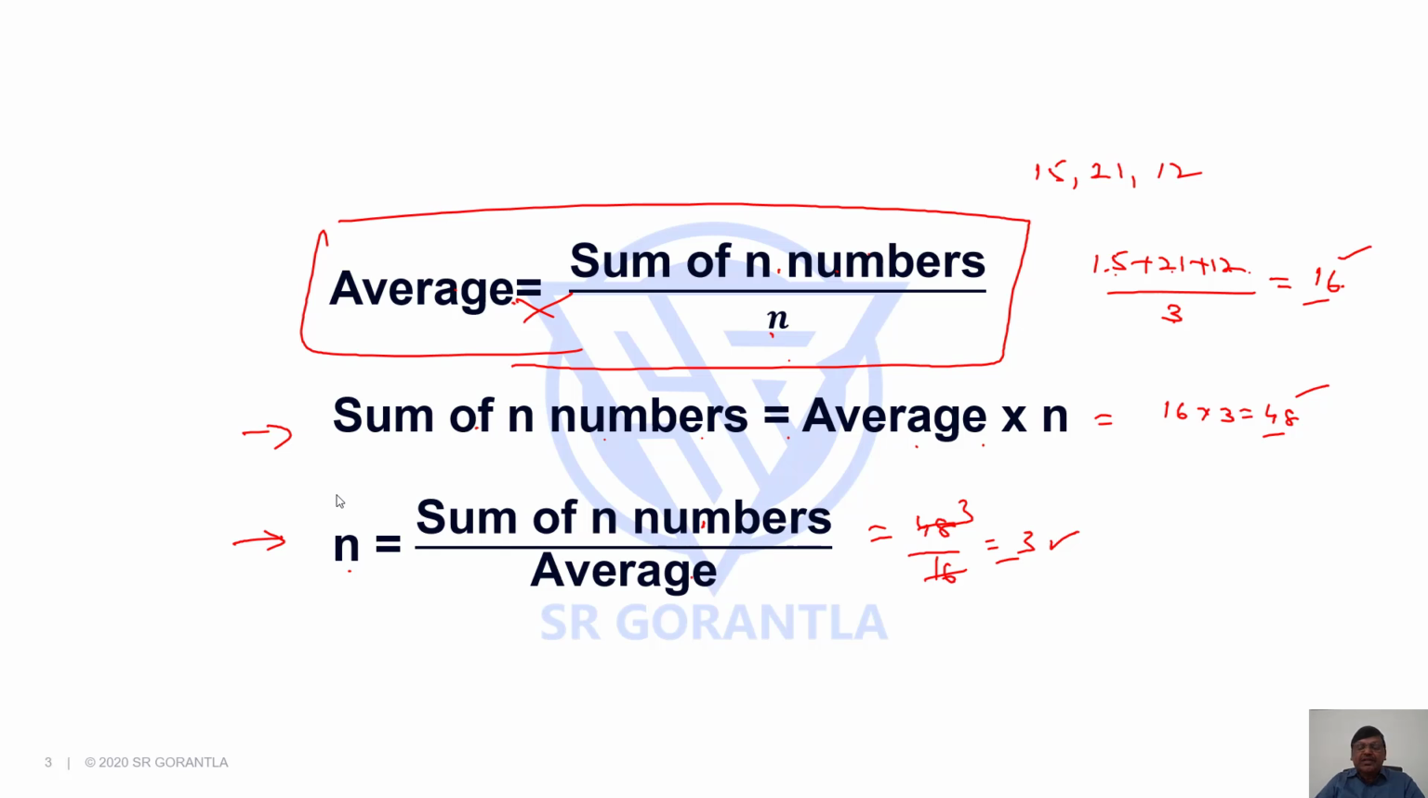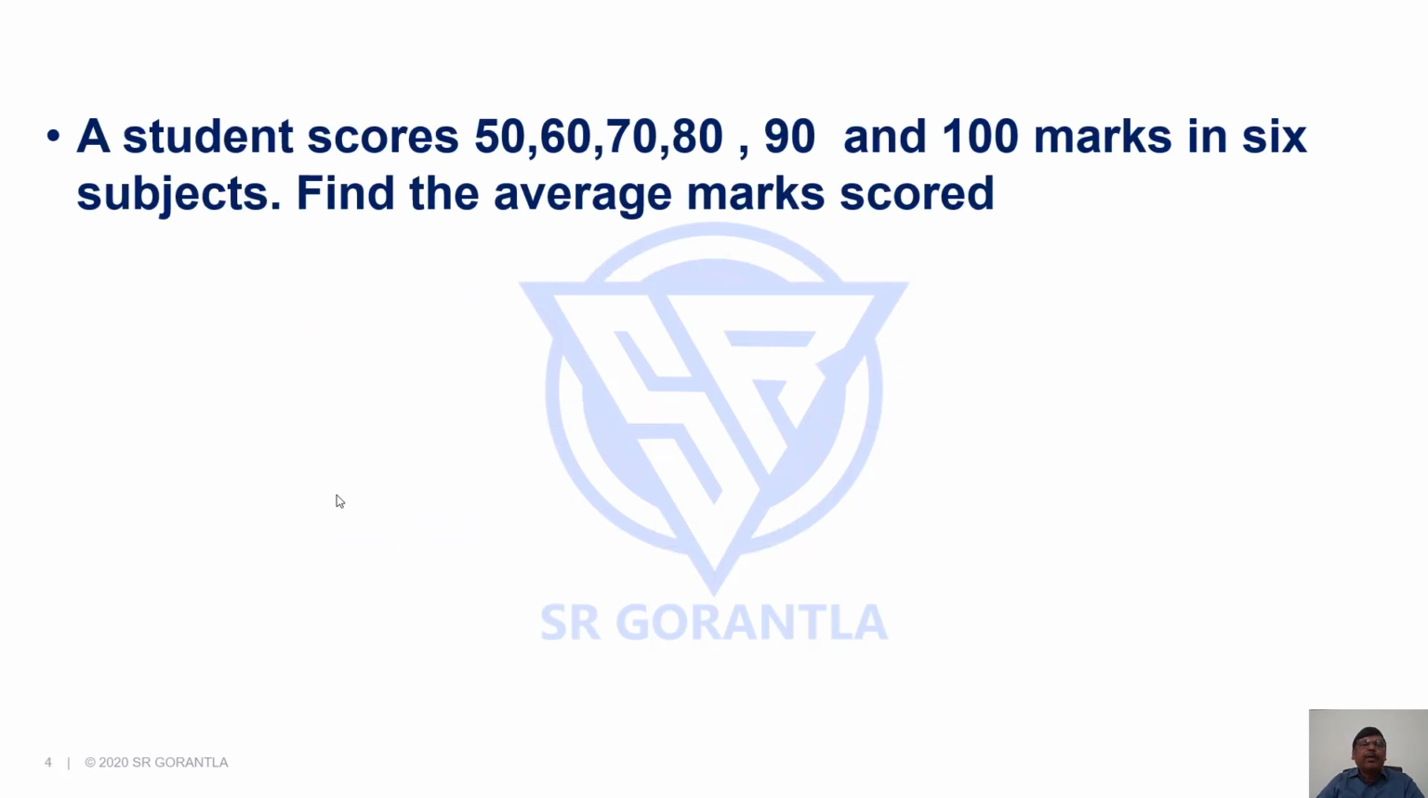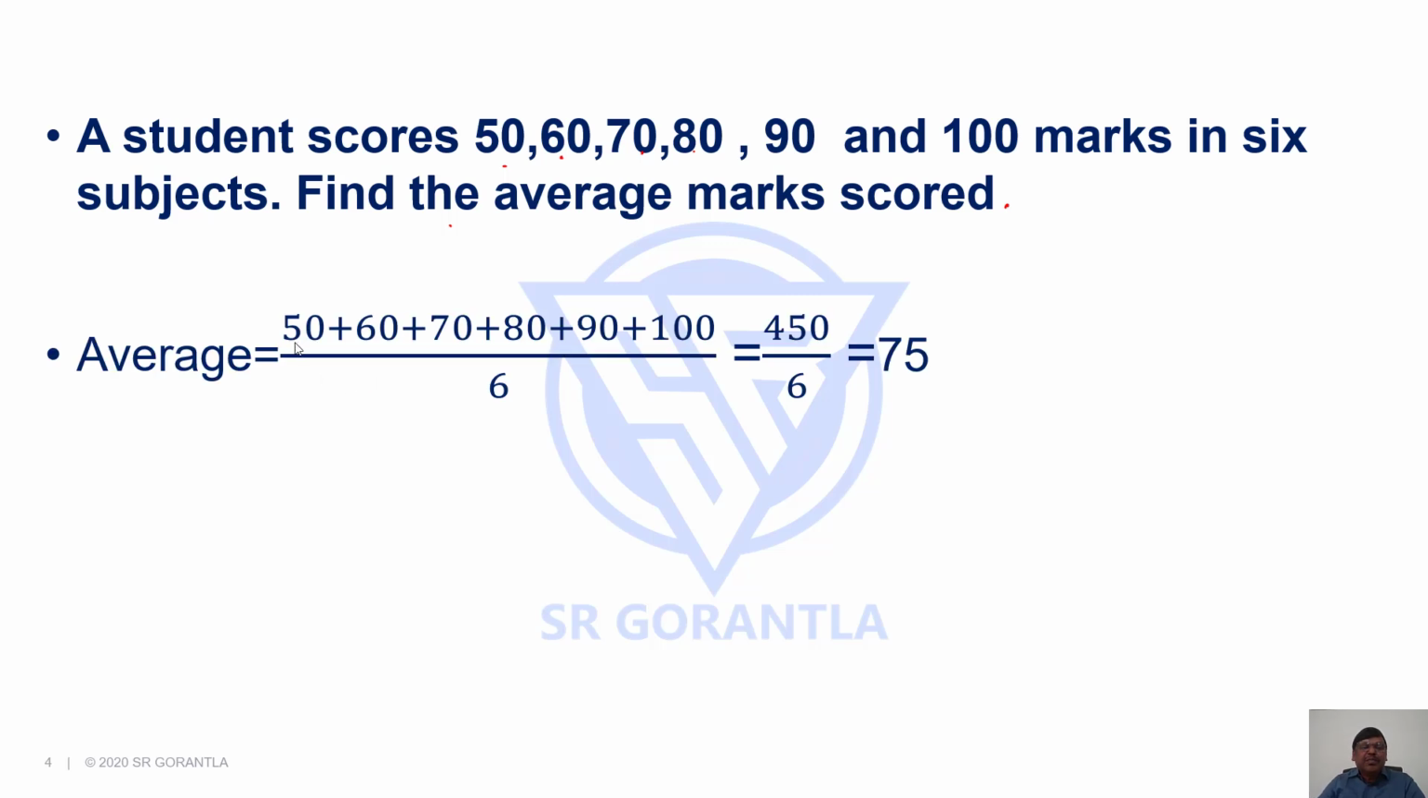So now let's take up an example. A student scores 50, 60, 70, 80, 90, 100 marks in 6 subjects. Find the average marks scored. We need to find the sum of these 6 numbers and divide by 6. It will be 50 plus 60 plus 70, 80, 90, 100. When you add them, you get 450 by 6. The average is 75, right?